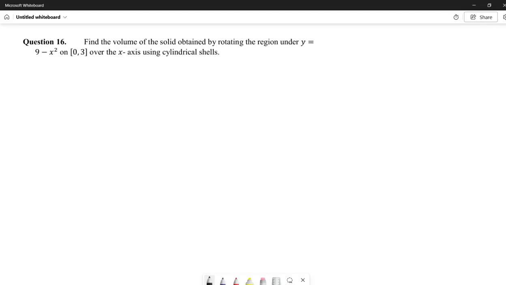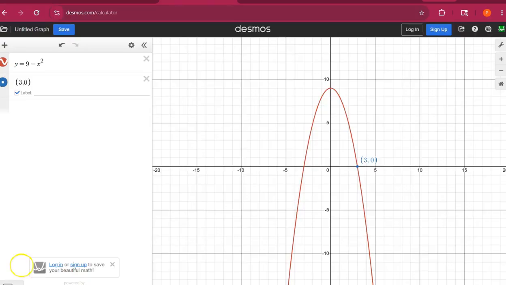Here we have another question of volume of the solid obtained by rotating the region y equal to 9 minus x square on 0 to 3 interval. On desmos.com, this is how the graph looks. If you notice, it's intersecting x-axis on 3, 0 and y-axis on 0, 9.